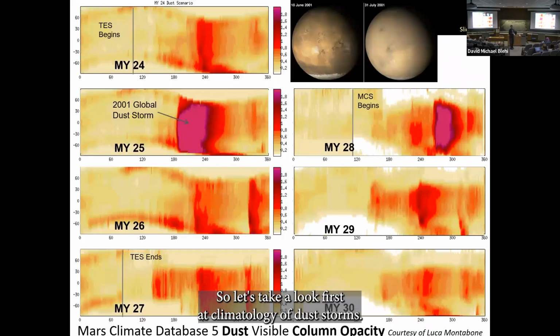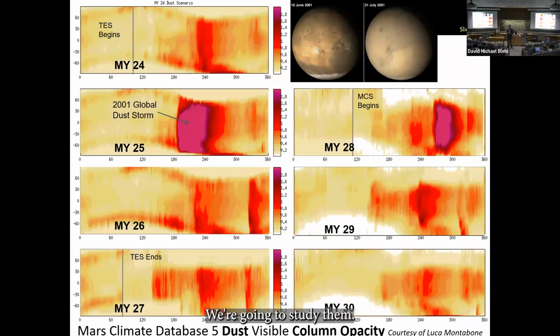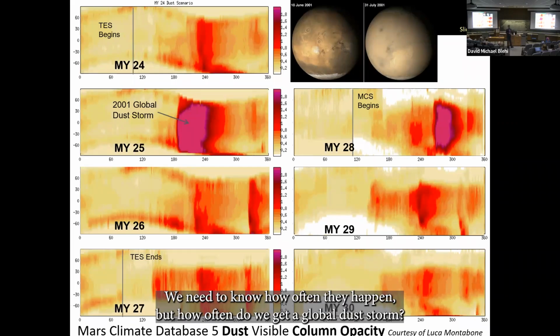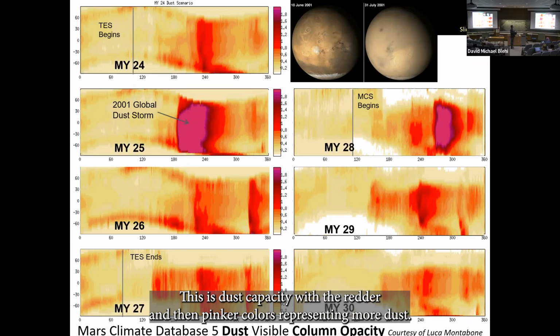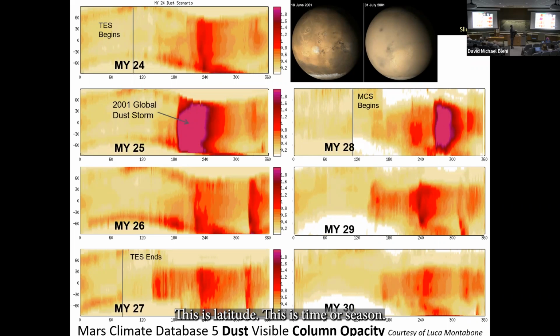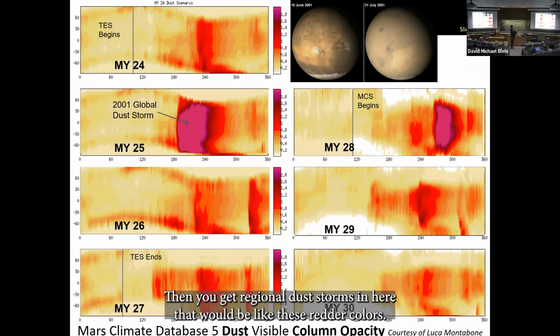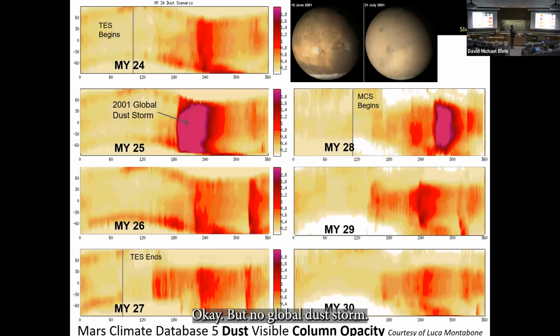Okay, so let's take a look first at climatology of dust storms. We're going to study them. We need to know how often they happen. Right? How often do we get a global dust storm? So this is 7 different Mars years. This is dust opacity with the redder and then pinker colors representing more dust. This is latitude, this is time or season. Okay, so this Mars year 24 might be a typical season. You have the dusty season, LS 240, basically northern hemisphere fall into winter. Okay. You get regional dust storms in here, that would be like these redder colors. Okay. But no global dust storm.